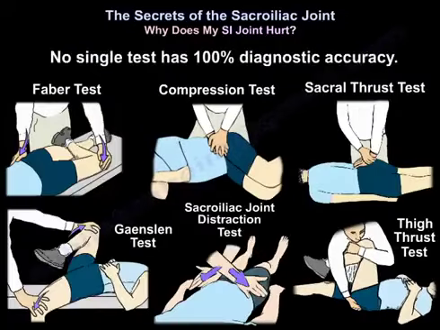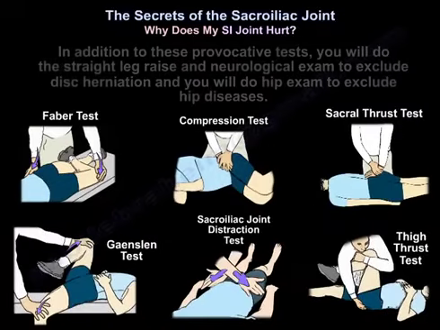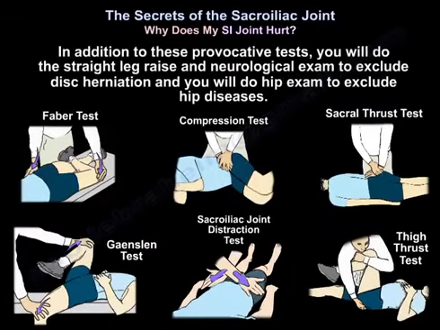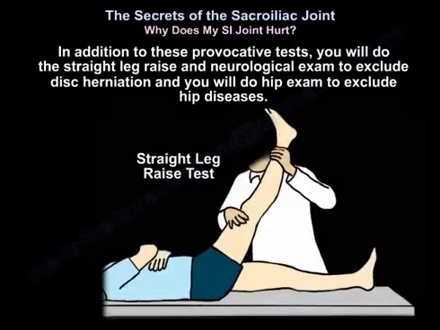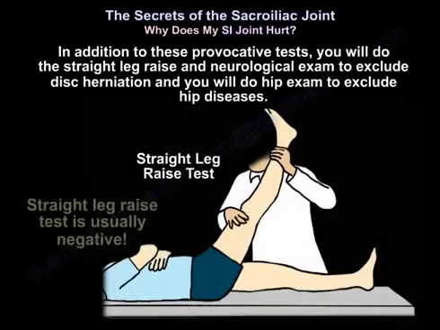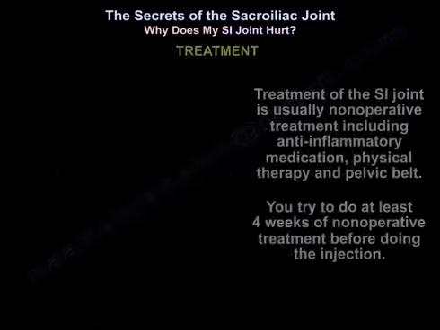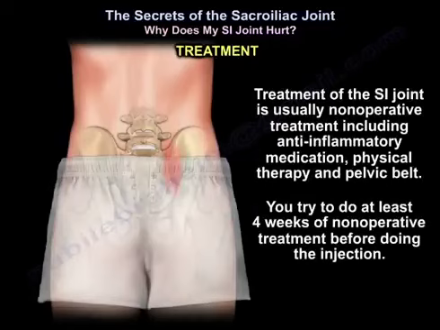No single test has 100% diagnostic accuracy. In addition to these provocative tests, you will do a straight leg raise and a neurological exam to exclude disc herniation, and you will do a hip exam to exclude hip diseases. The straight leg raise test is usually negative. Treatment of the sacroiliac joint is usually non-operative, including anti-inflammatory medication, physiotherapy, and a pelvic belt.